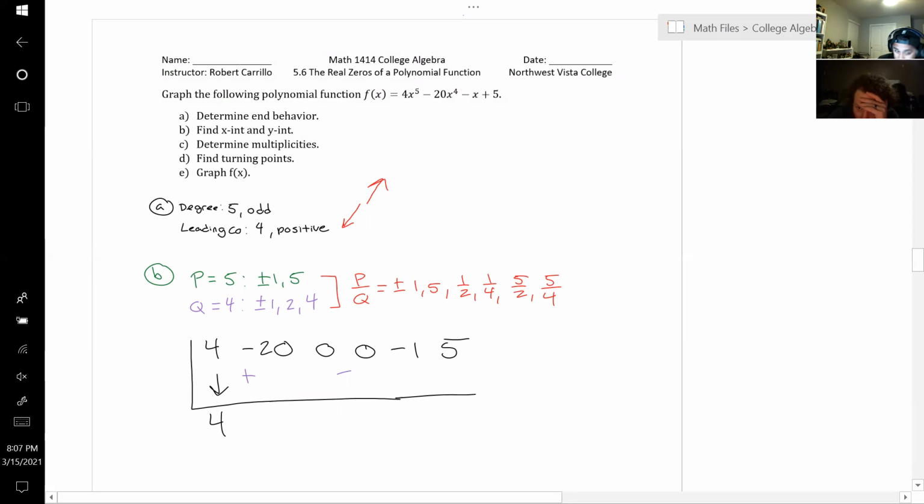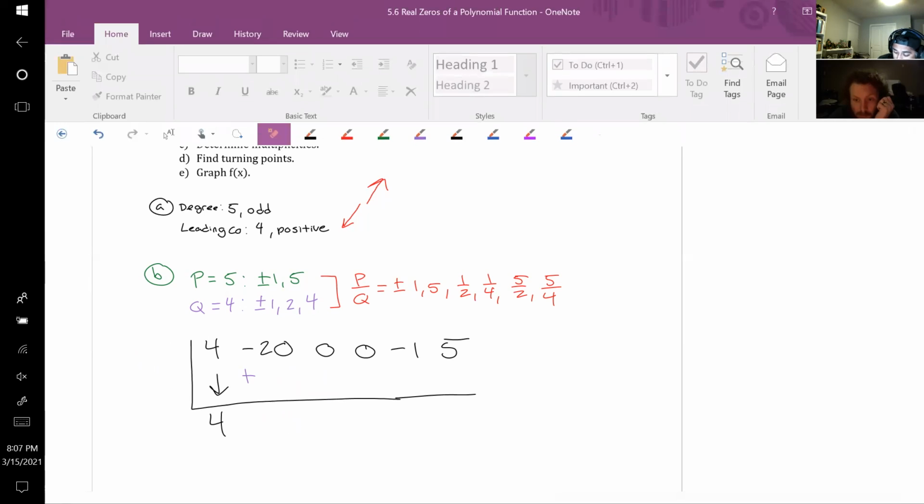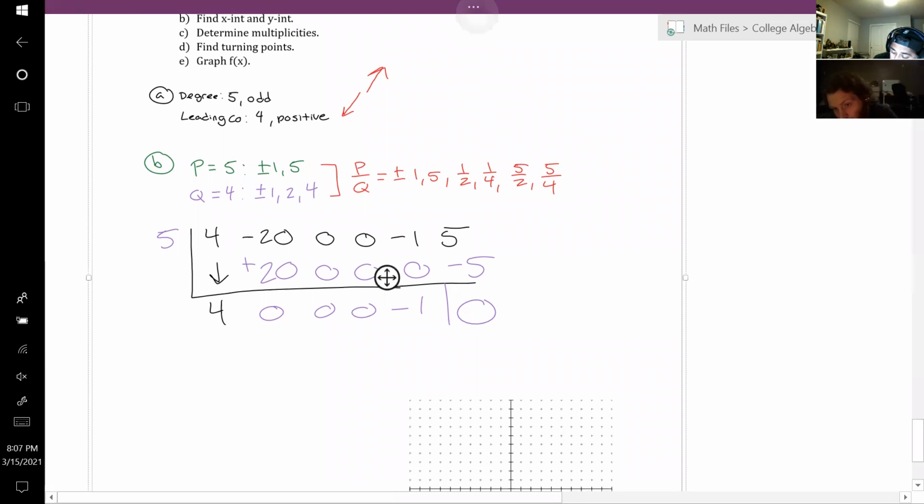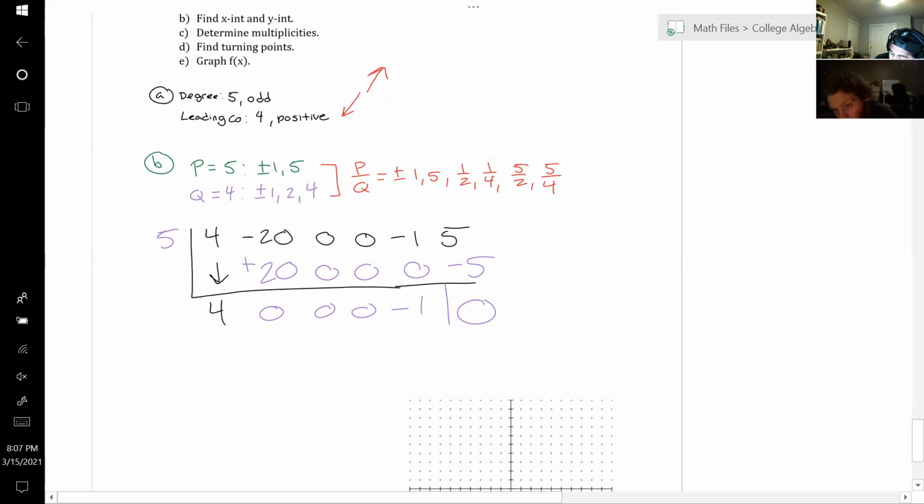Cassie just said to try 5. Try 5. Okay. 5 times 4, you get 20. And look at this: 0, 0, 0, 0, 0, 0, negative 1, negative 5. Oh my goodness, she did it. Which means we'll get our depressed form of x minus 5. And how would I write the quotient?